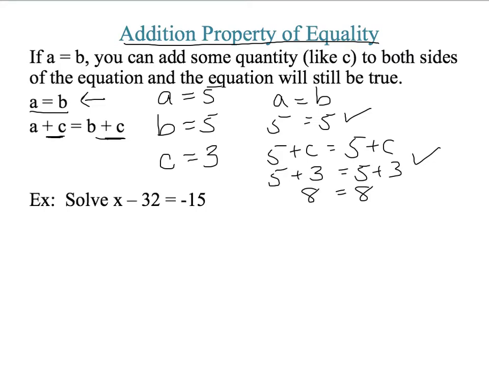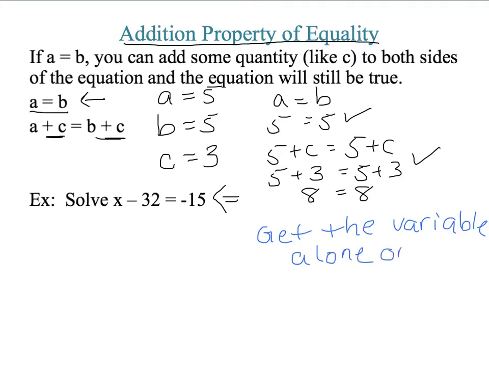Let's try an example with real numbers in a real equation. How about this one right here? We have x minus 32 equals negative 15. So the first step for any sort of equation like this is to get the variable on its own. You always want to get the variable alone by itself on one side. Okay. In order to do that, that means we have to somehow get rid of this minus 32.